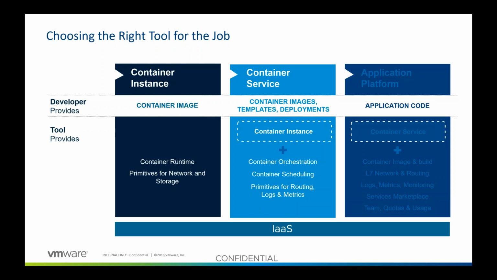In the middle, those are more sophisticated customers that are looking to orchestrate multiple containers, more at scale. They're looking to schedule those containers and to have some primitives for routing, logs, and metrics. And on the right side, those are the customers that are looking to have as little interaction with the infrastructure underneath as possible, so that the solution does everything for them, whether it's building the container images, or providing a lot of services around the containers and the management of them.